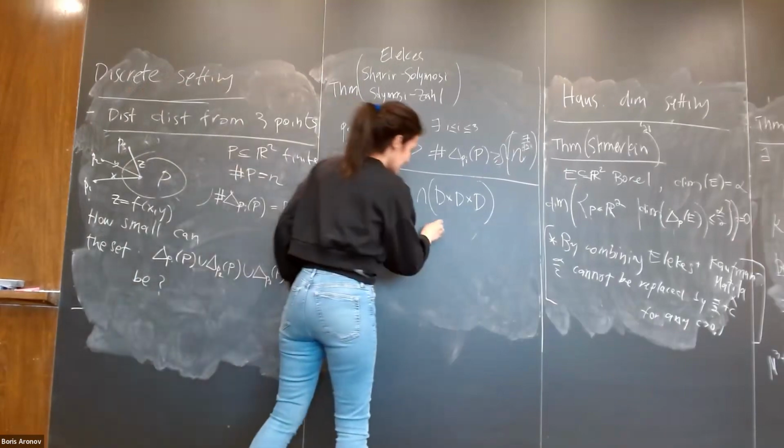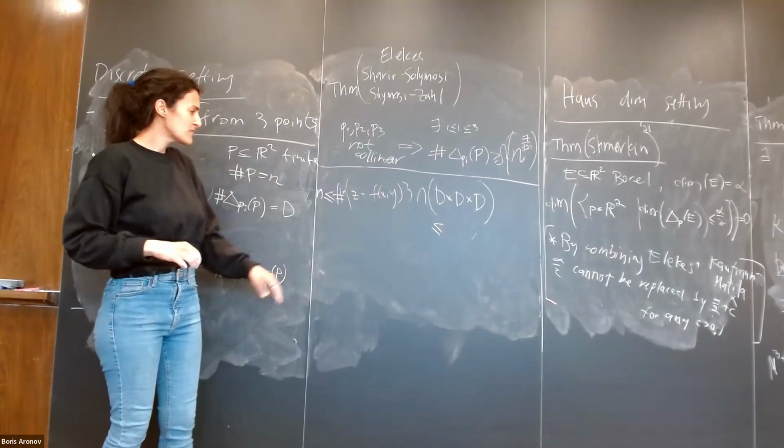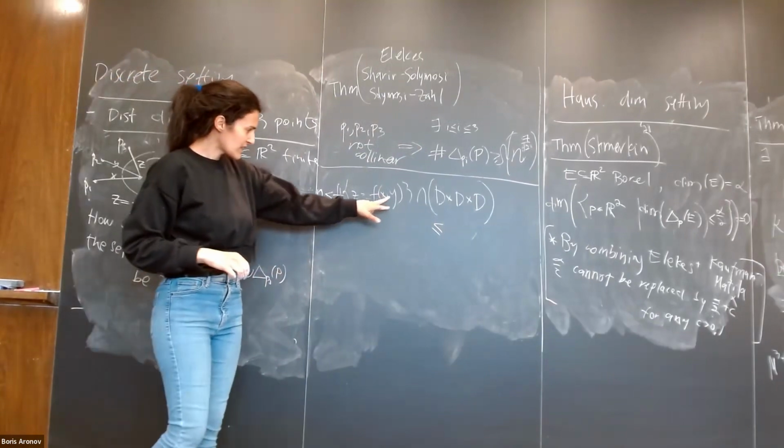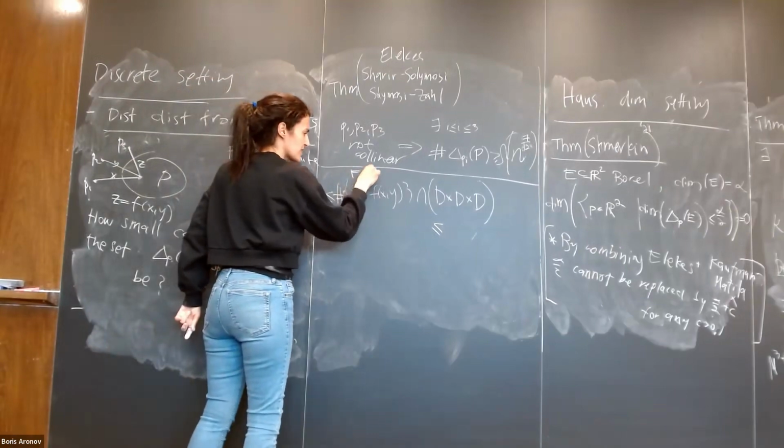On the other hand, if you believe me with the Elekes and Rónyai, this is kind of a variant of the Elekes and Rónyai theorem. F will not be a polynomial, but this will be an algebraic surface. I can write it on this.